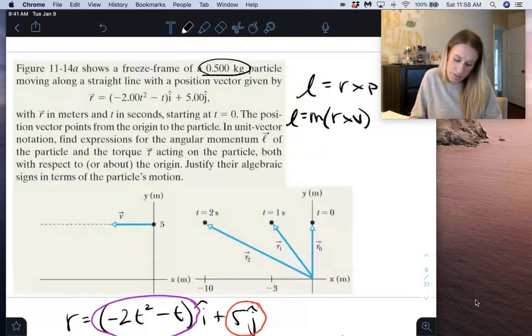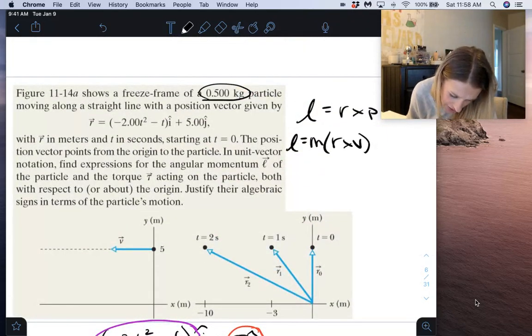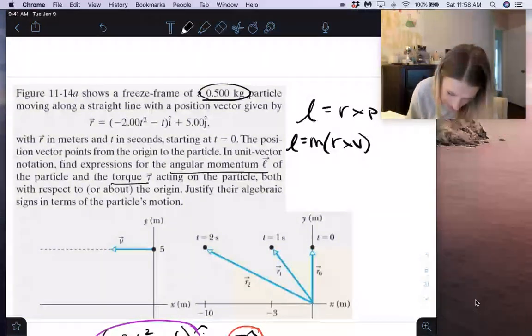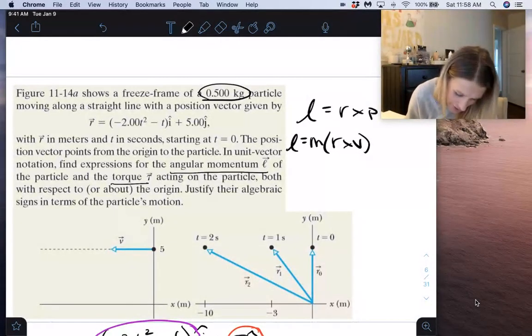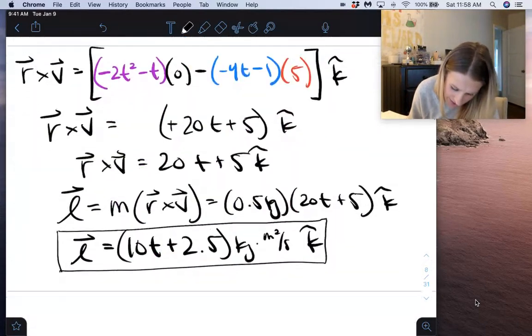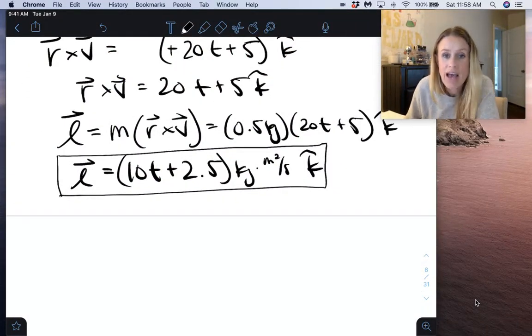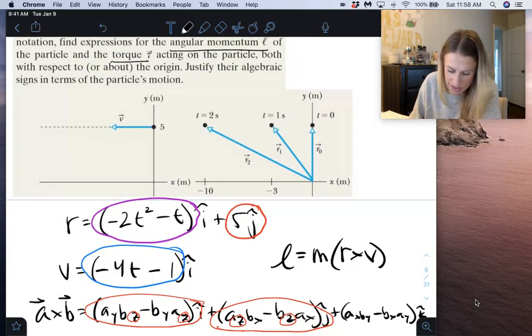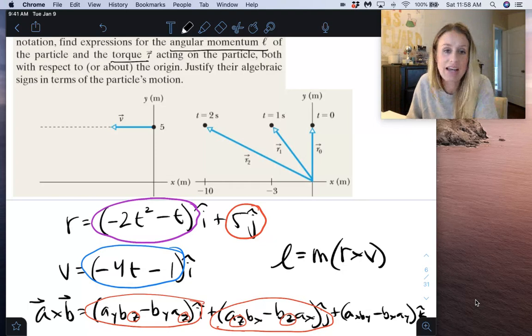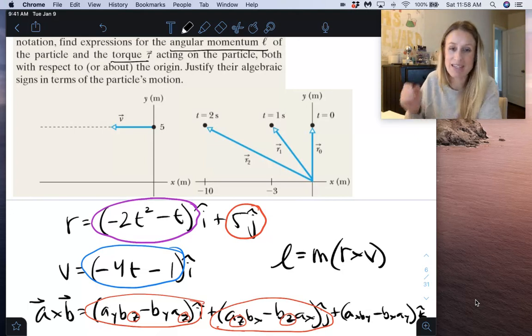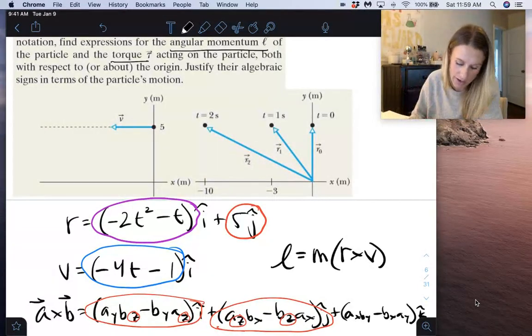Then it said we also want to find torque, right? Find expressions for the angular momentum L of the particle and the torque acting on the particle, both with respect to the origin, and justify their algebraic signs in terms of the particle's motion. Justifying this algebraic sign, it's always going to be positive. We can see that the particle is moving to the left, and that means it's not going to be changing direction, so we have a positive angular momentum about the origin because that is a counterclockwise direction. If we use our right hand rule, it would be coming out of the page for our angular momentum.